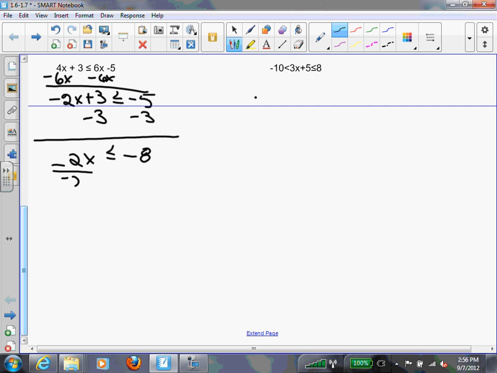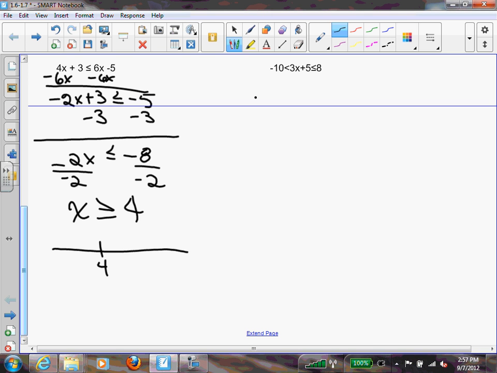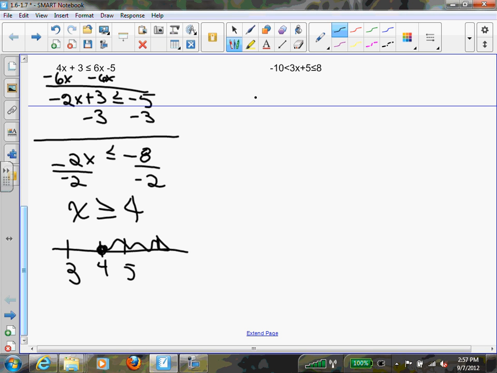-8. Now, what's the rule in an inequality when dividing by a negative value? Flip the direction of the inequality. So this is really going to say that x is now greater than or equal to 4. So here's 4, here's 5, here's 3, closed interval, and to the right, because it's greater than values. Looking good? See, I'm dividing by a negative, so I have to switch the direction of my inequality.